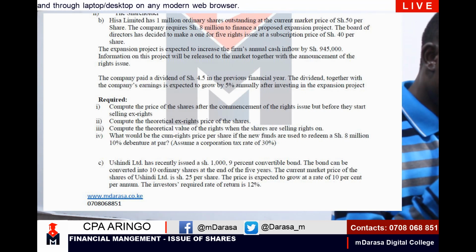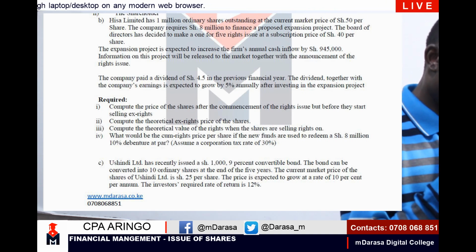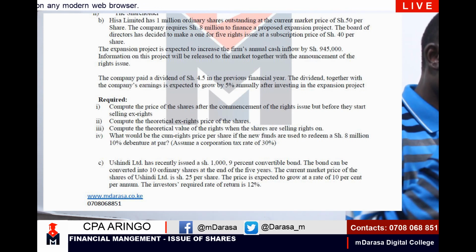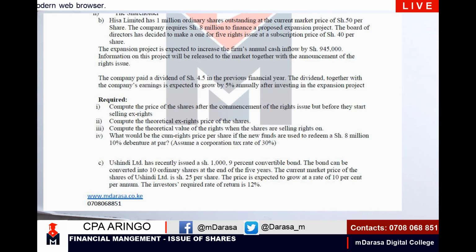The expansion project is expected to increase the firm's annual cash inflow by 945,000. So the expected annual cash flows I'll be having is 945,000. That is an increment. Information on this project will be released to the market together with the announcement of the rights issue. The company paid dividends of 4.5 in the previous financial year. The dividends, together with the company's earnings, are expected to grow by 5% annually after investing in the expansion project.